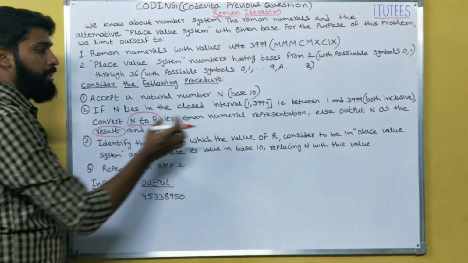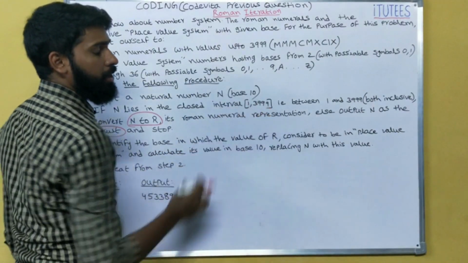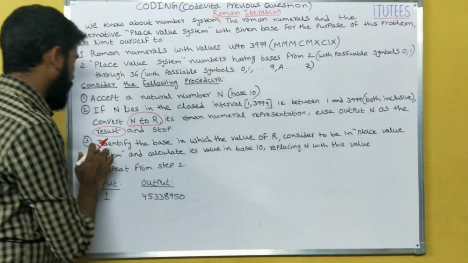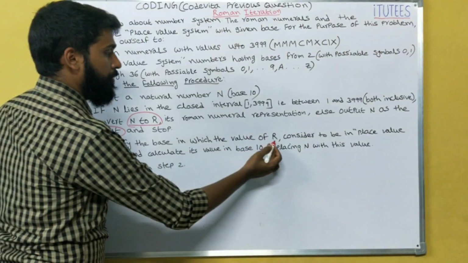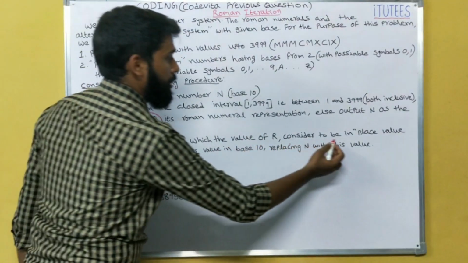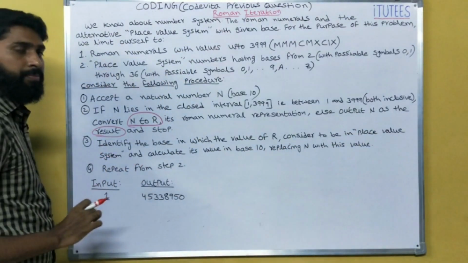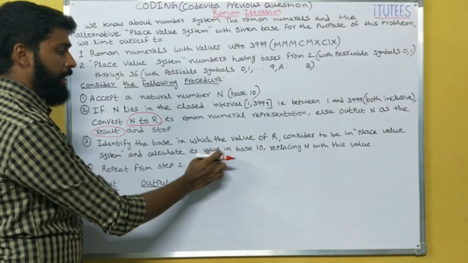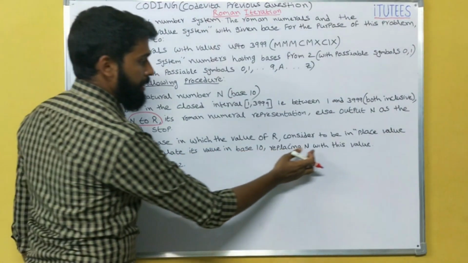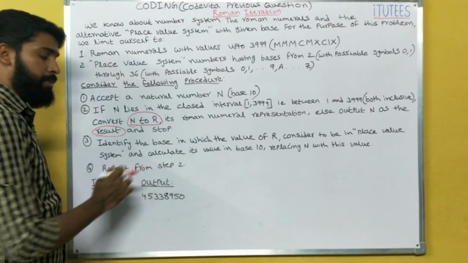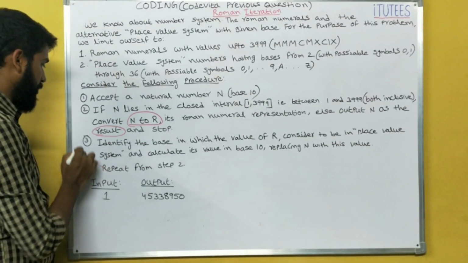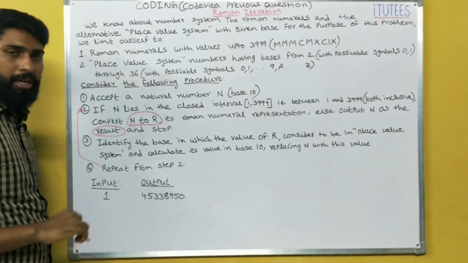If it is in the interval 1 to 3,999, then go to step 3. Identify the base in which the value of r is considered to be in place value system and calculate its value in base 10, replacing n with this value, and repeat from step 2. That means again we go and execute from the second step.